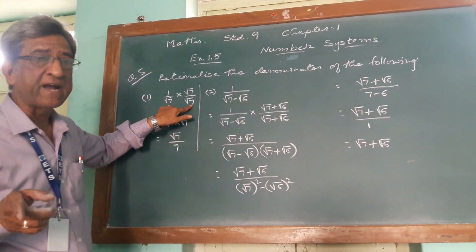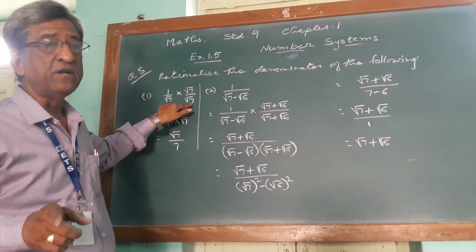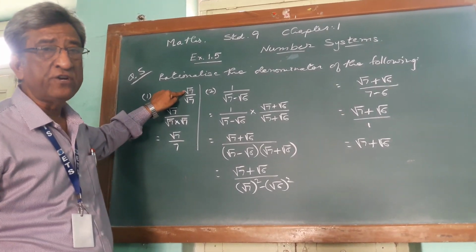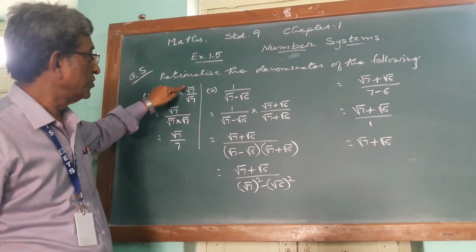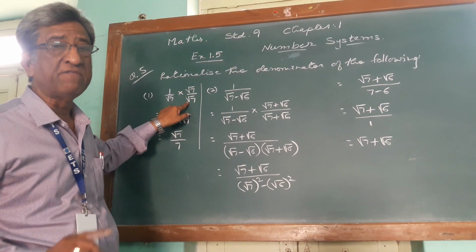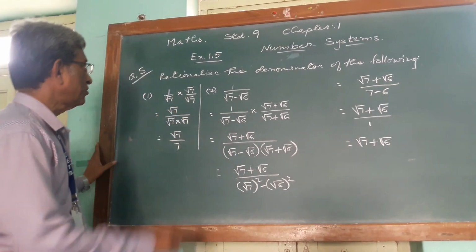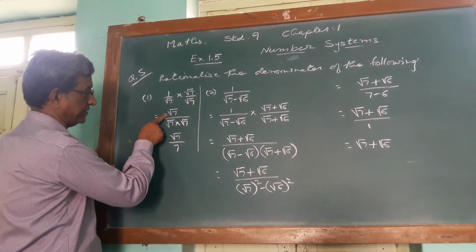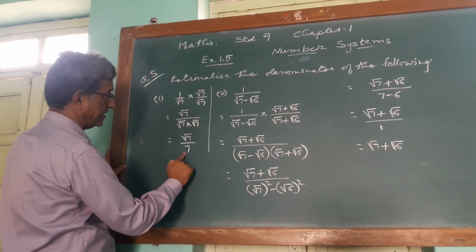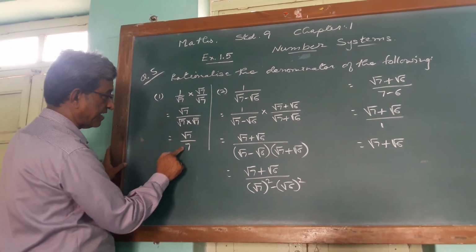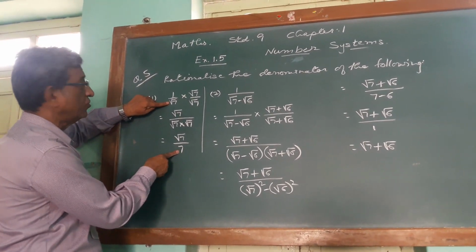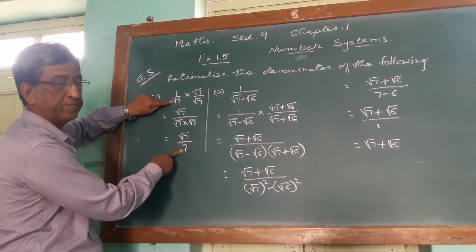Now if you multiply the denominator by root 7, to keep the value equal you also have to multiply the numerator by root 7. So root 7 upon root 7 means 1, so you have multiplied the given number by 1. Root 7 into 1 means root 7. Root 7 into root 7 gives you 7. So the answer is root 7 upon 7. Here you can see that we have removed the root from the denominator.